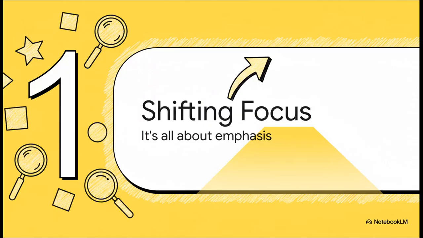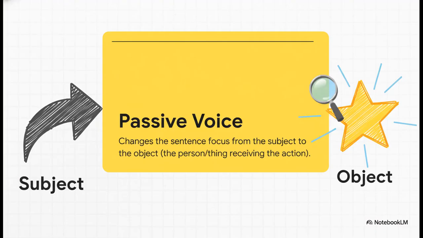So, what's really going on with that shift? Well, it all boils down to one simple thing: emphasis. Using the passive voice isn't a mistake, it's a choice. It's you, the writer, deciding exactly what you want your reader to focus on. What it does, essentially, is take the focus off of the person or thing doing the action, that's the subject, and puts it right onto the person or thing receiving the action, the object. The object gets a promotion. It becomes the new star of the sentence.